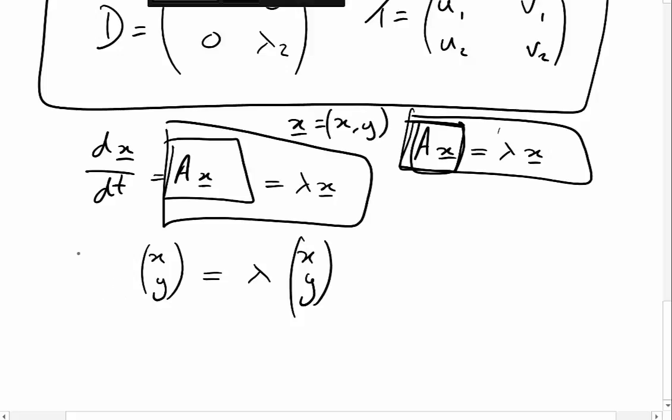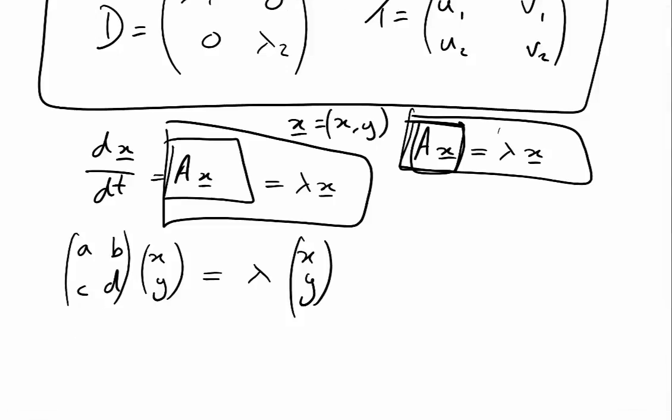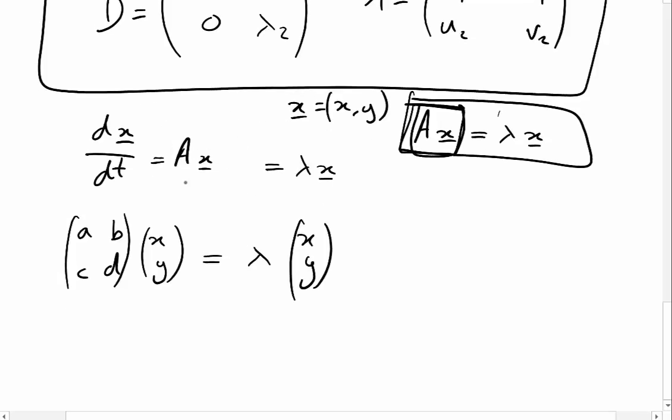Okay, well, of course, I know what my matrix A is. It's A, B, C, D. It's my coefficient matrix. So I guess what I'm trying to show you, hopefully you've seen the link, is that what we had was dx/dt = Ax.